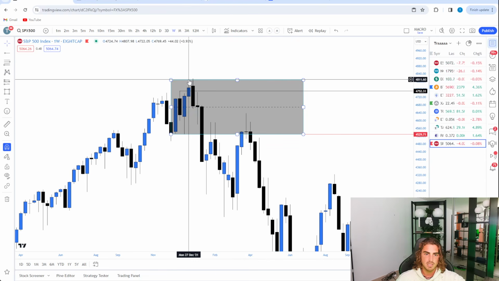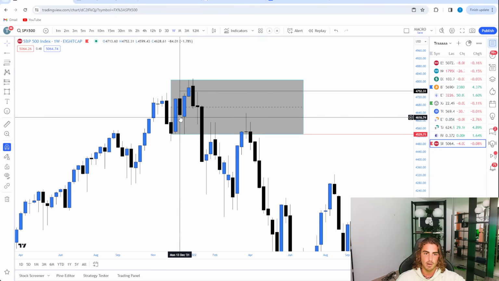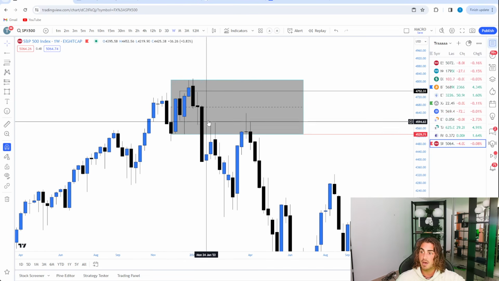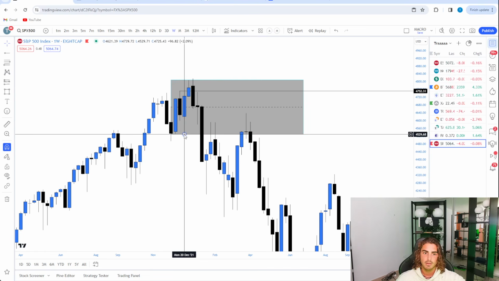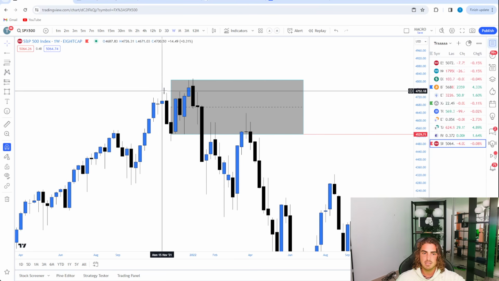From here up to here. That is the order block. Why? Because it's only the move up. We don't count the move down. It's only the move up, the move up that causes the sweep.